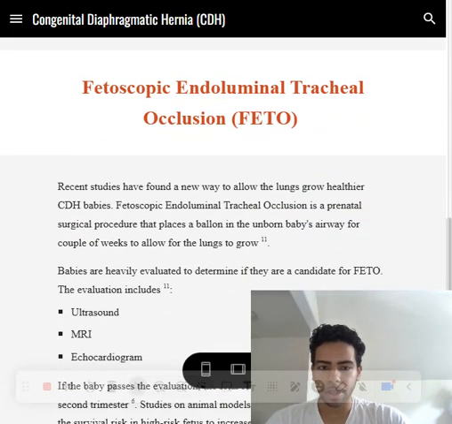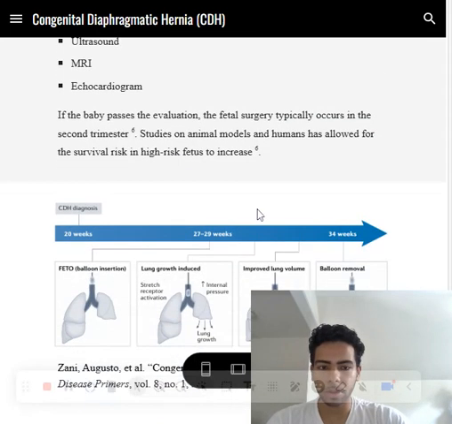and it's very interesting. The image all the way below shows the process of it and how they insert the balloon into the lung, and it basically blows up, and they just leave it in for a couple of weeks and it promotes proper lung development in CDH patients.